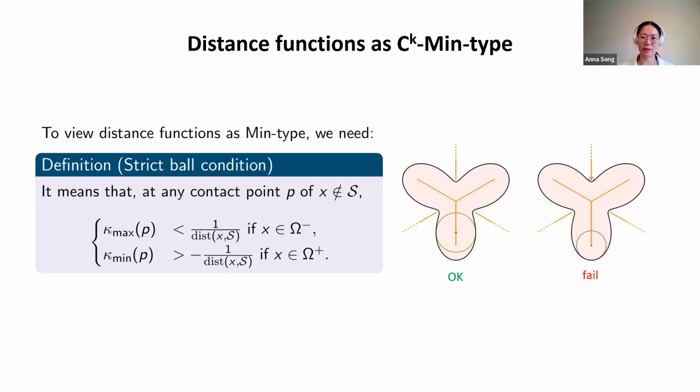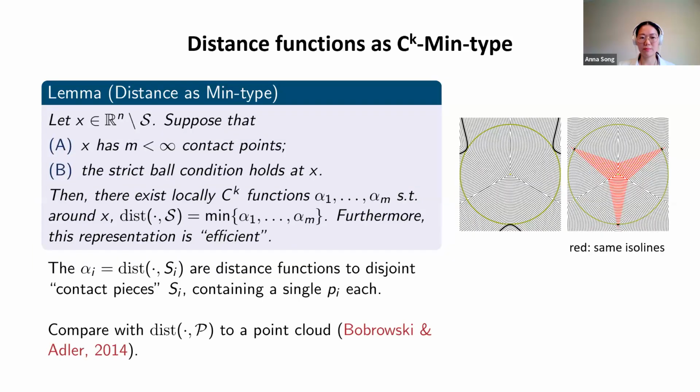So here should be strictly smaller than the curvature of the contact ball. In other words, your surface should not wrap too closely around your contact ball. So this corresponds to condition B, and another condition A, namely that X has finitely many contact points. Together with B, they are sufficient to express the distance function as a CK-min-type function.